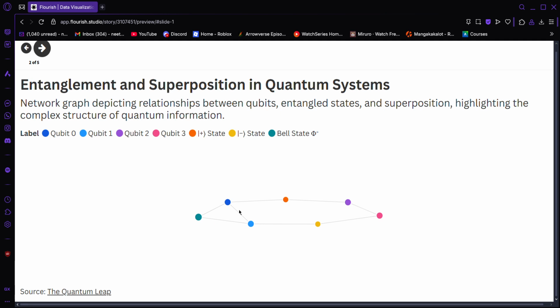The lines represent connections formed through entanglement or their superposition. It demonstrates how certain qubits are entangled into the Bell state or exist within these superpositions, revealing the core building blocks of quantum computing.